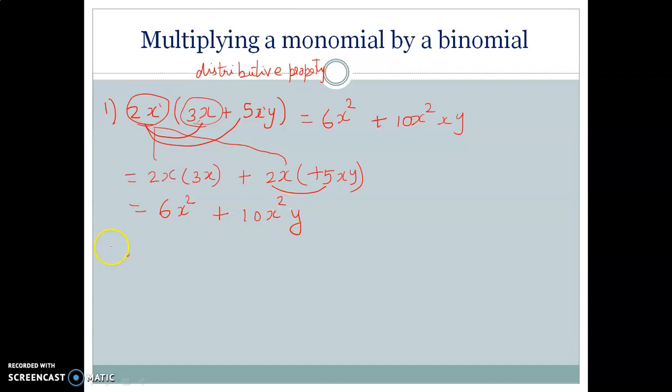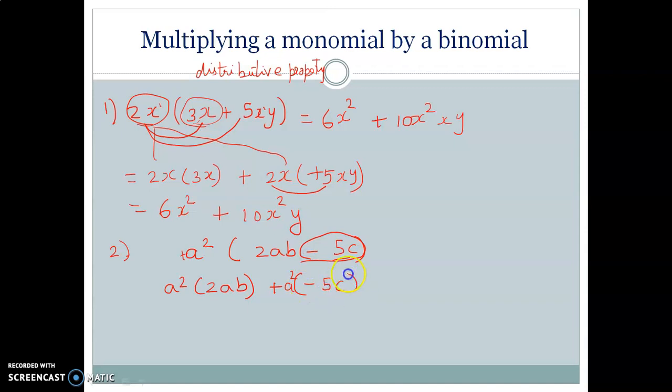Now one more example for you. a squared into 2ab minus 5c. How to multiply? Yes, a squared into 2ab plus a squared. a squared alone is there, no? So I have written plus a squared. What is the next term? Write along with sign, don't forget.